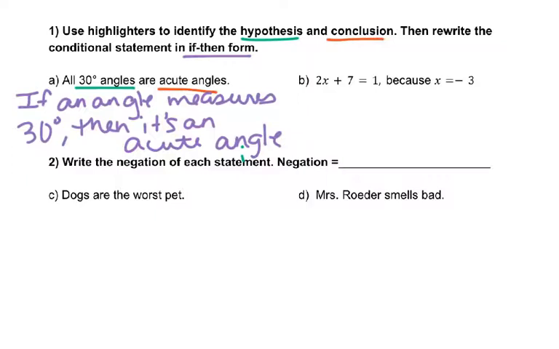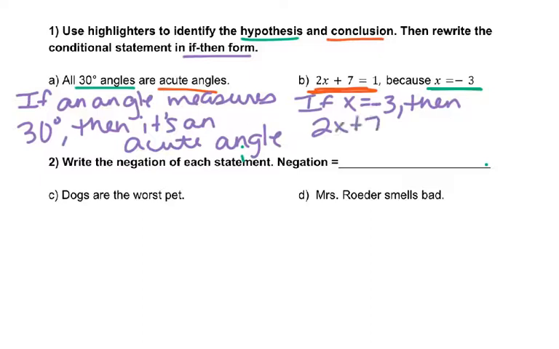This next one can be a little tricky. So 2x plus 7 equals 1 because x equals negative 3. So this one is actually backwards. The hypothesis comes first. So if x equals negative 3, then this is true. So if x equals negative 3, then 2x plus 7 equals 1.